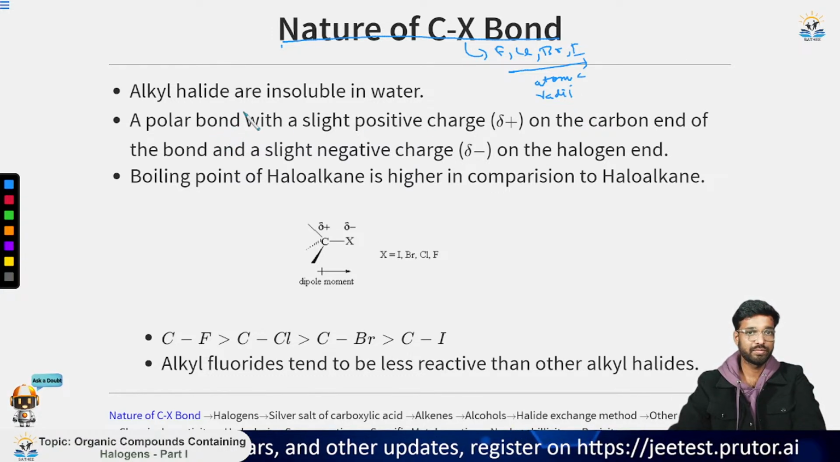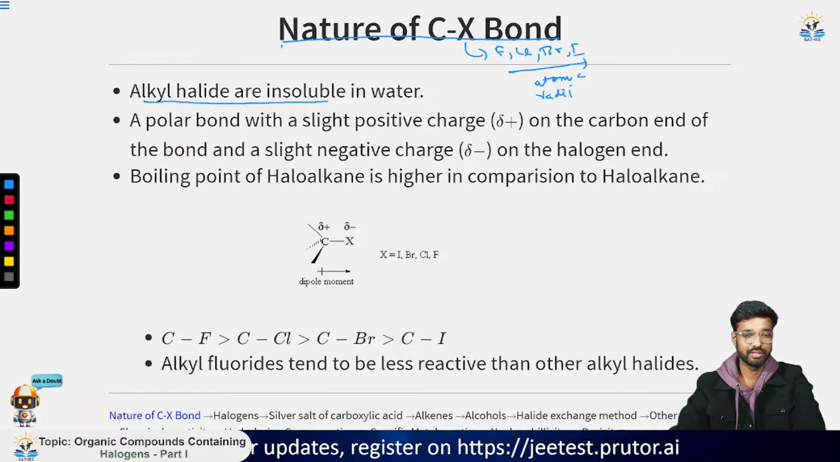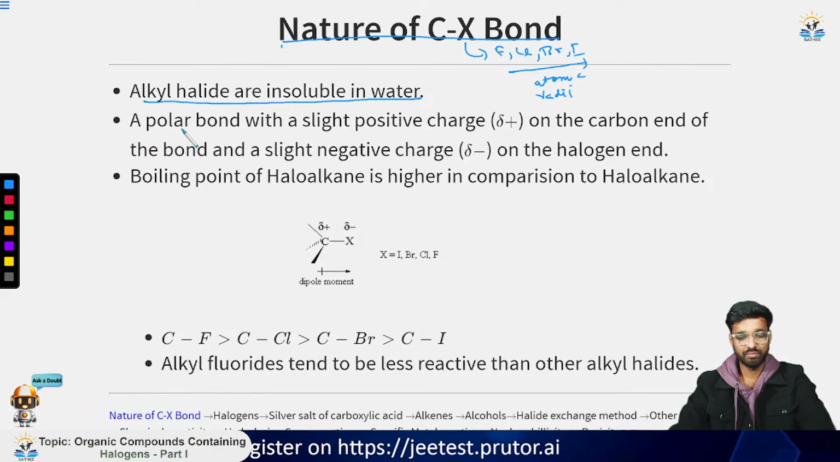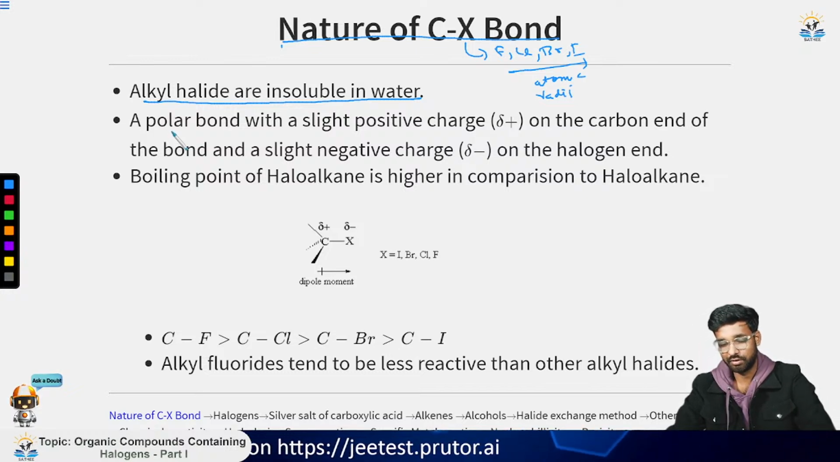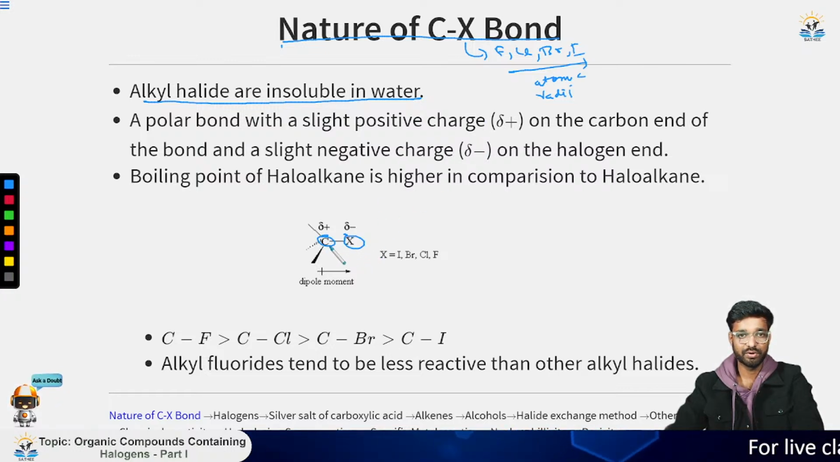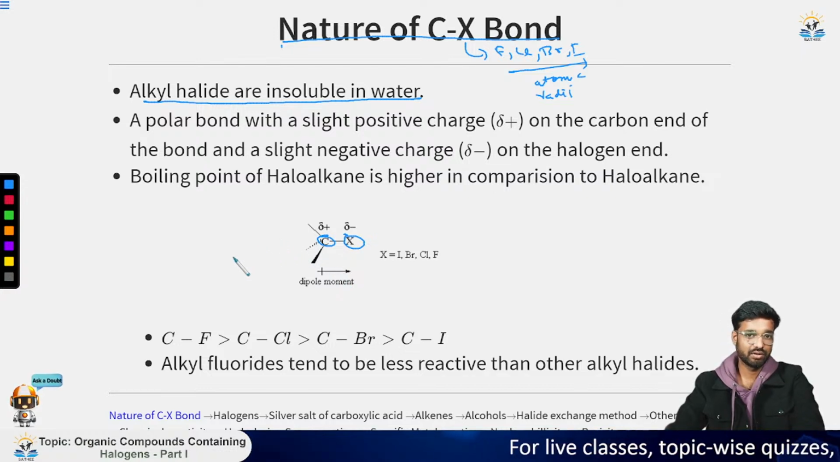Now moving to some of the properties of alkyl halides. They are insoluble in water because they are not that polar. Some polarity is of course developed in haloalkanes because of the electronegativity difference between C and X, that is carbon and halogen. So there is a delta positive charge on the carbon and a delta negative charge on the halogen. Due to this charge development, many things can happen.